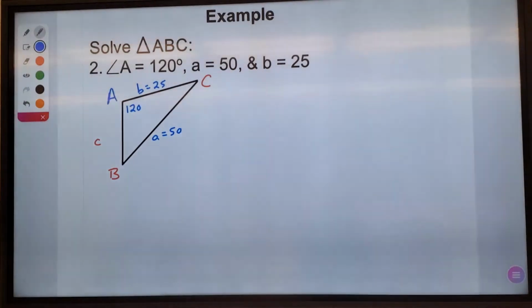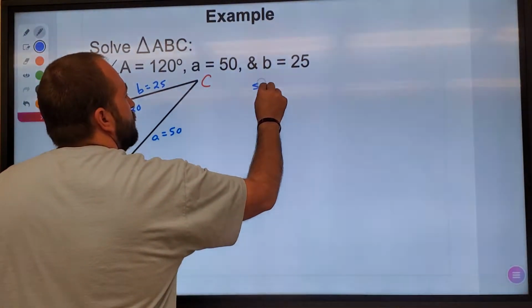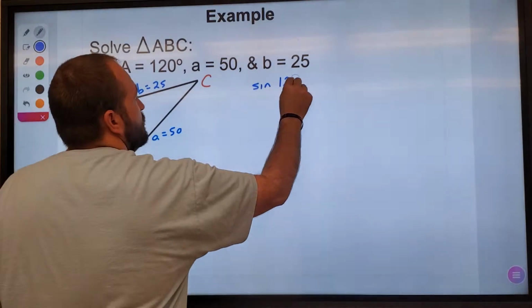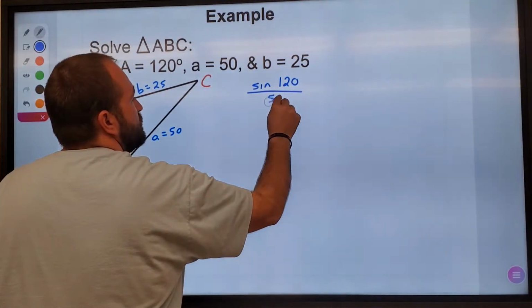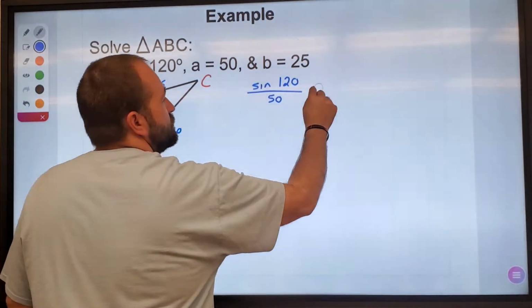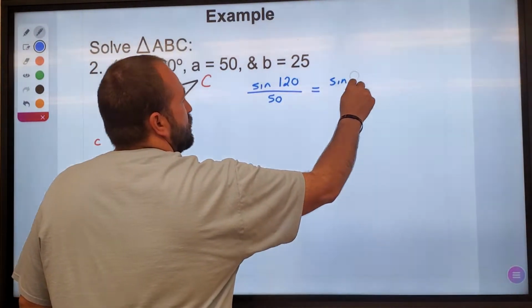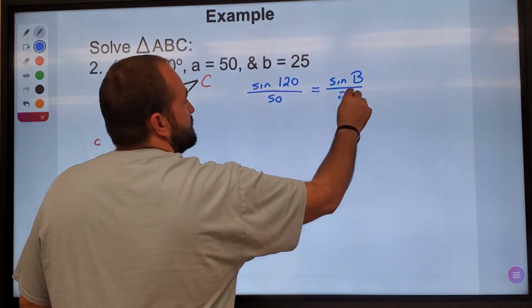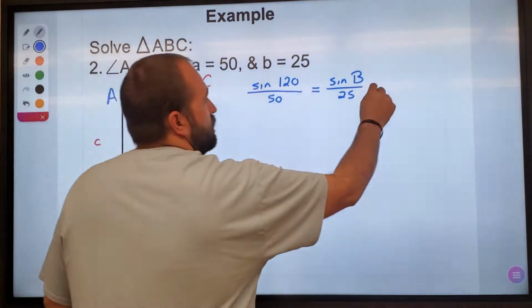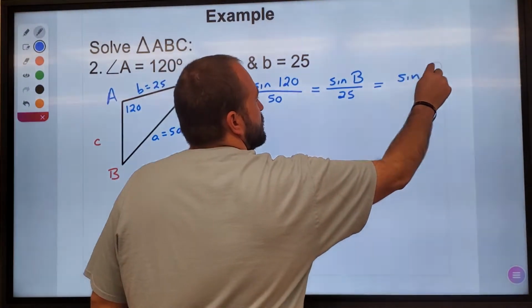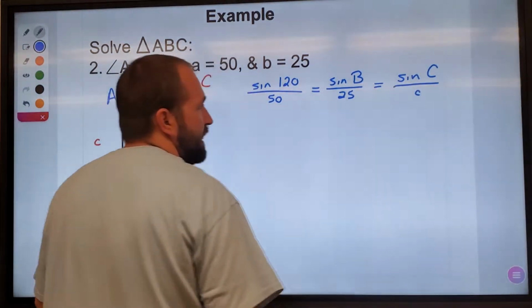On the last problem, we were able to use the two angles that we were given to find the third angle. But here we don't have that situation, so we go ahead and set up the law of sines right away. Sine of angle A, which is 120 degrees, divided by side A, which was 50, is equal to sine of angle B over side B, which is equal to sine of angle C over side C.